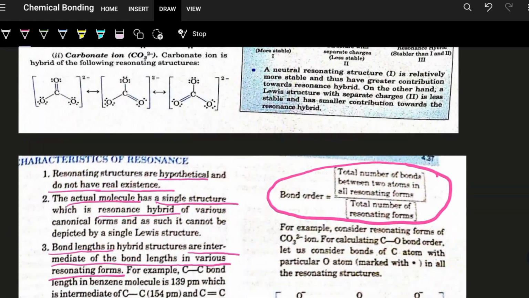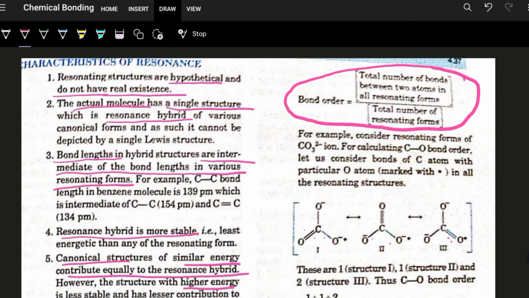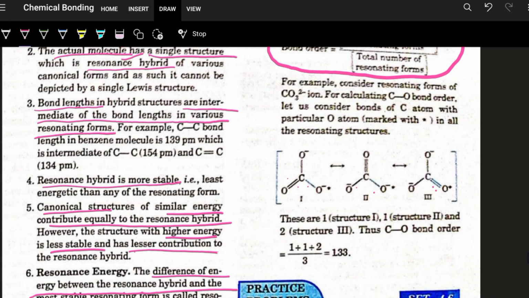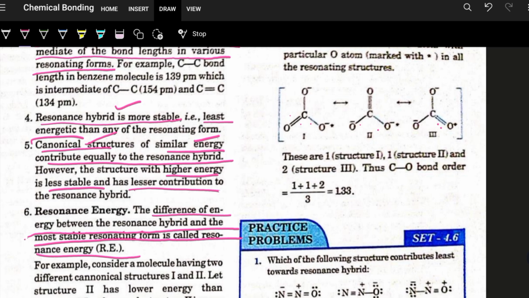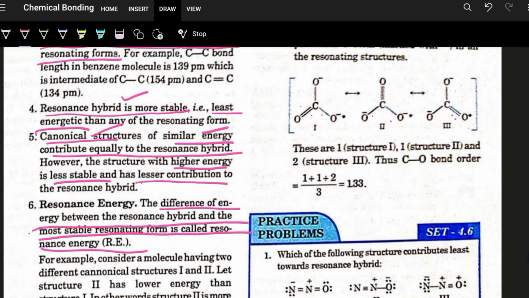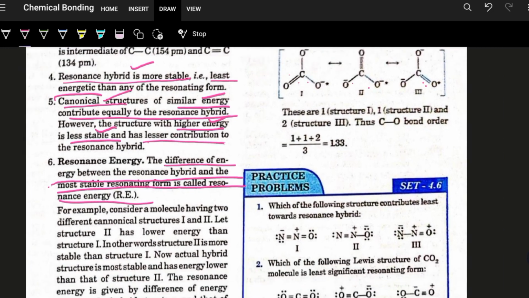So misconceptions we have seen in the previous study material. See the characteristics. The resonating structures are hypothetical. They do not have real existence. The actual molecule is the resonance hybrid that we have already discussed. Bond length is intermediate. We have discussed. Resonance hybrid is more stable, having the least energy. We have discussed. The canonical forms may have similar energy, and the one which is more stable will have less energy, and the one which is less stable will have more energy. That also we have discussed.